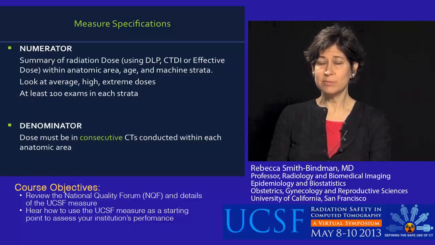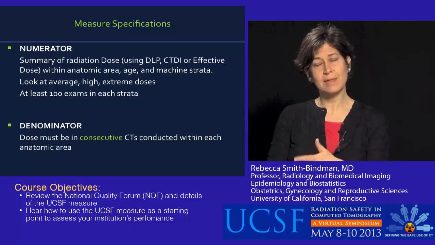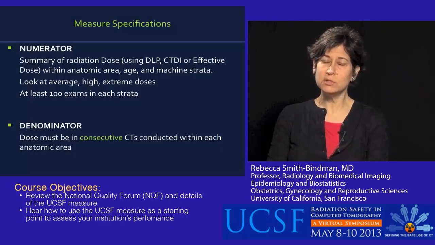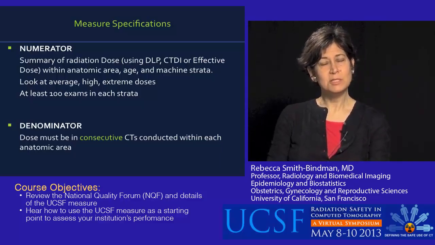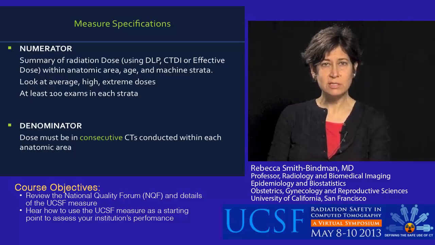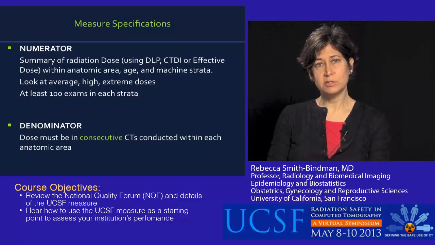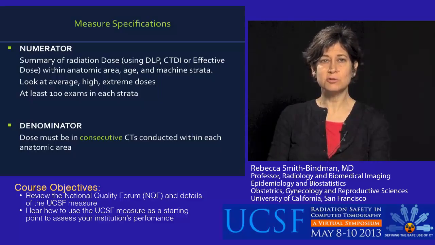So in terms of the measure specifications, the numerator means a summary of the radiation dose within those anatomic areas, age, and machine strata. So you summarize the dose depending on what machines you have. If you have two different machines, one GE, one Siemens, you would summarize the dose separately for those machines. And then you'd look at the distribution of dose in terms of the average dose, the high dose, extreme doses.